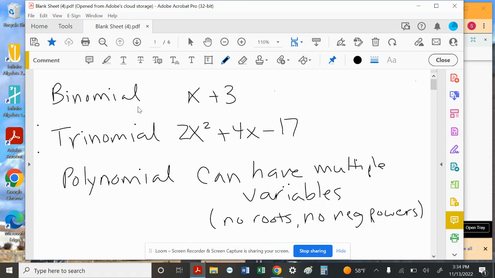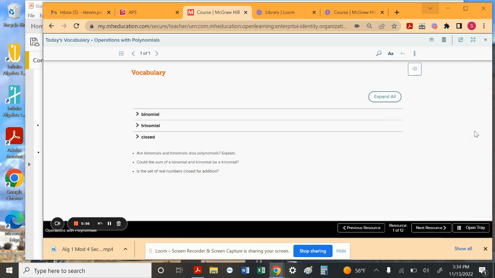So first off, a binomial is where we have two terms, something similar to x plus 3. This is considered a binomial. A trinomial means that we have three terms, in this case, 2x squared plus 4x minus 17. We have three different terms there. And then a polynomial can have multiple variables. It doesn't just have to be one variable, meaning that we could have x and y variables, but it's important that there can be no roots and no negative powers. That's going to be important when we're going through the next part.